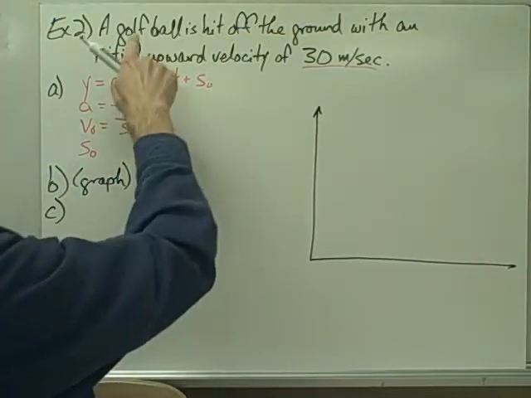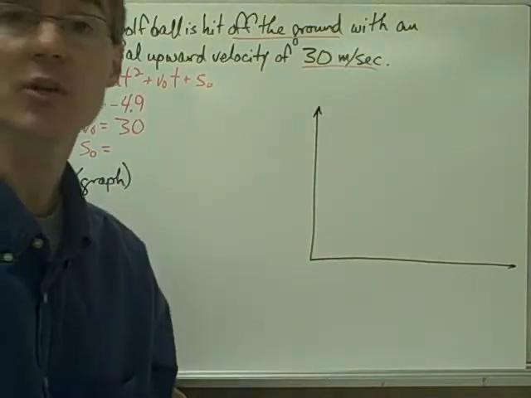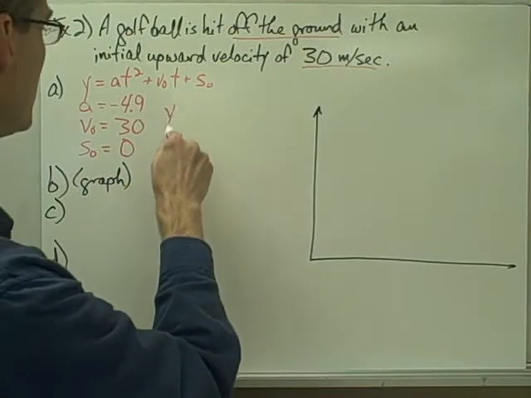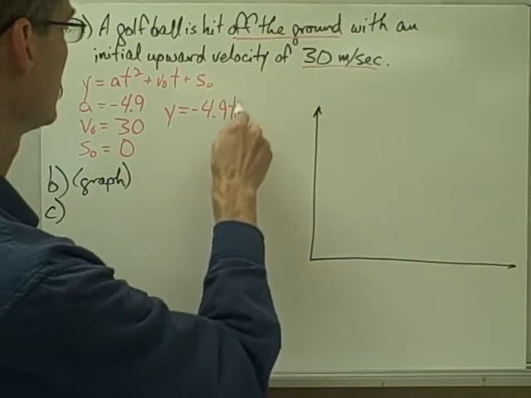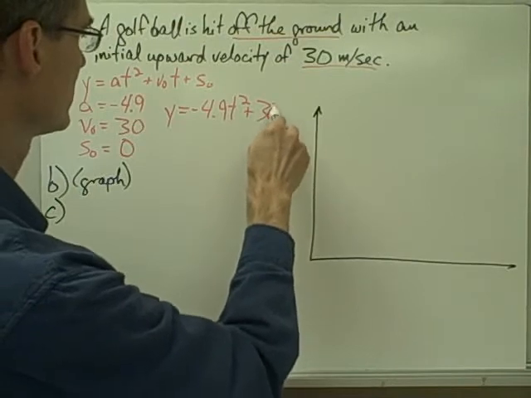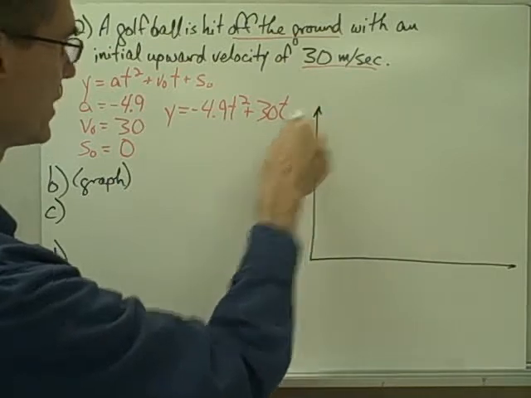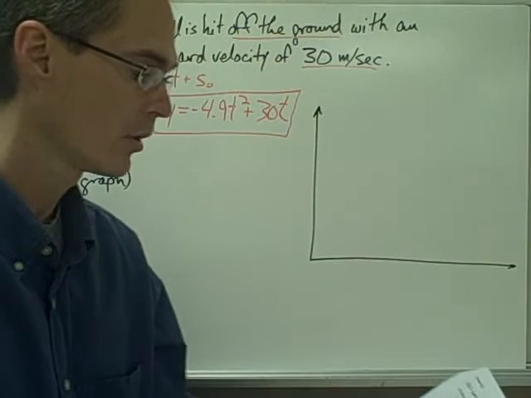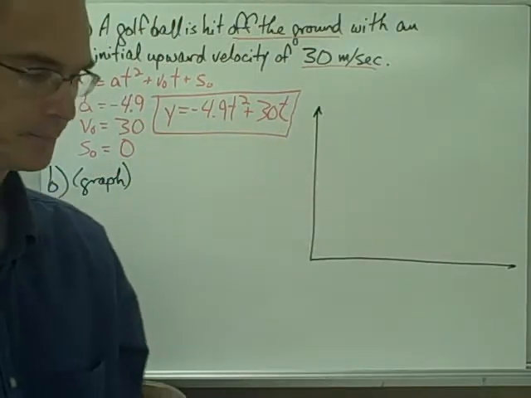S sub 0, I'm told the golf ball is hit off the ground, so my initial height of the object off the ground is going to be 0. Well, I just take all these values and plug them into my equation, and I get y equals negative 4.9 t squared plus 30 t, and S sub 0 is equal to 0, so if you want, you can write plus 0. I'm just going to leave that off. And there is my equation for the height of the golf ball as a function of time.